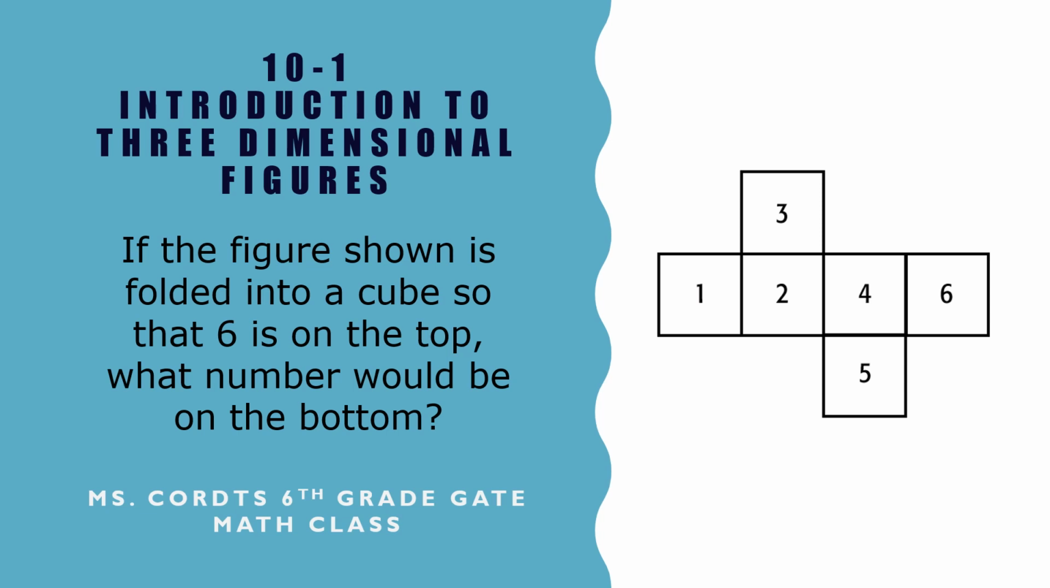In the Quick Think section of your paper, draw the figure below. Then consider if the figure is shown as folded into a cube in which the 6 is on top, what number would be on the bottom? Pause the video while you work through this. When you are done, hit play and move on to the Do Now section. Pause your video now.